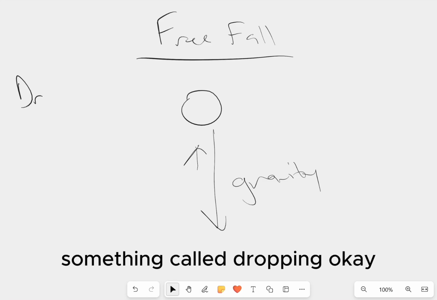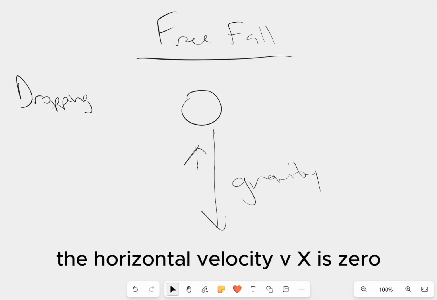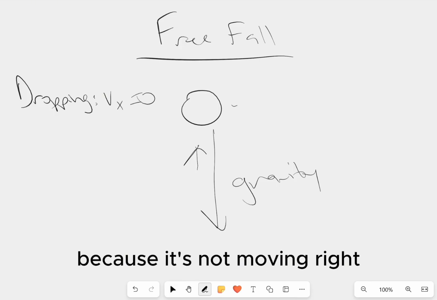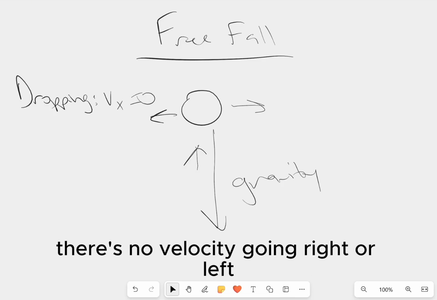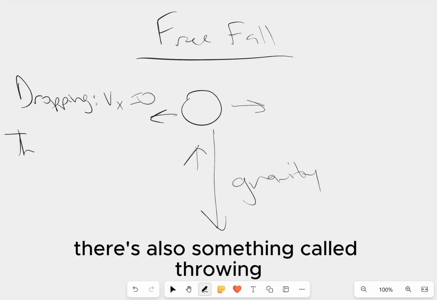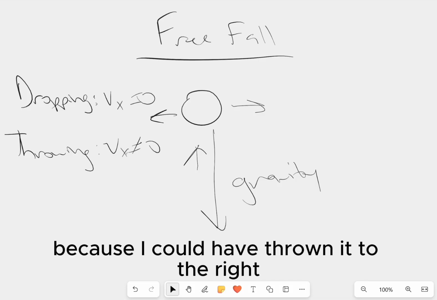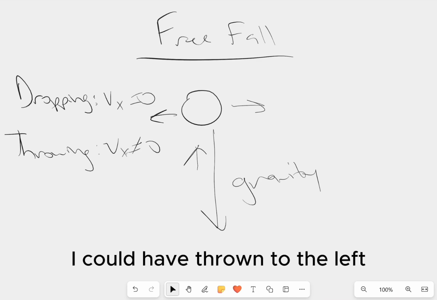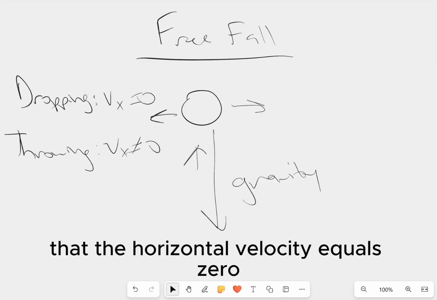Something called dropping. If I drop this ball off a building, the horizontal velocity, Vx, is zero, because it's not moving right, it's not moving left, because I dropped it. I didn't apply a force, there's no velocity going right or left, it's just going straight down. There's also something called throwing, like I throw a baseball. Well, in this case, Vx does not equal zero, because I could have thrown it to the right, I could have thrown it to the left. You don't know. So you can't assume that the horizontal velocity equals zero.